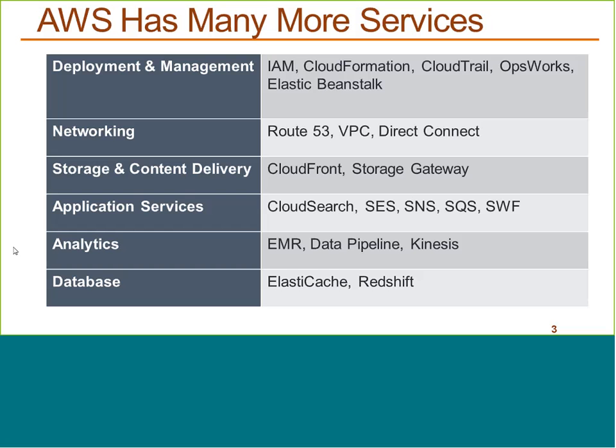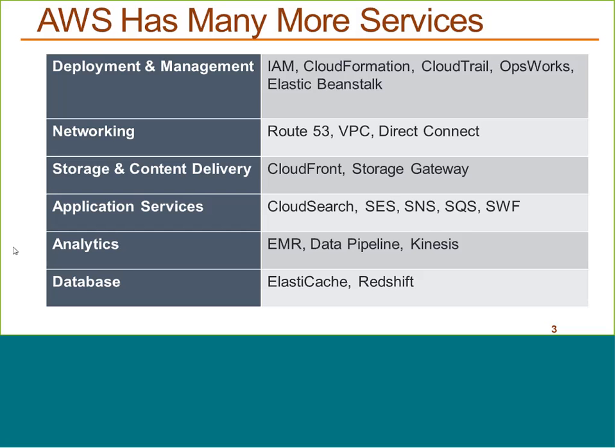In storage and content delivery, we'll talk a little bit about CloudFront, which is the content delivery network, CDN, service of Amazon. We'll talk quite a bit about Storage Gateway because that's one of my favorite services. I think it's a very high potential capability in Amazon. Then in terms of application services, CloudSearch is some kind of a search service. I'm not very familiar with it. Then we'll talk briefly about SES, which is the email sending service, and SNS, which is the notification service, SQS, which is a queuing service, and SWF, which is a workflow service. So these application services are more targeted to the application developers rather than infrastructure managers or administrators.